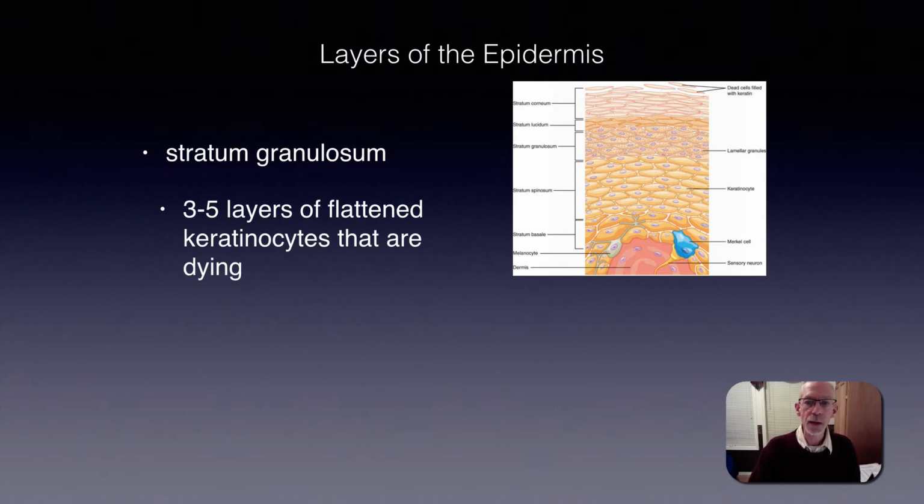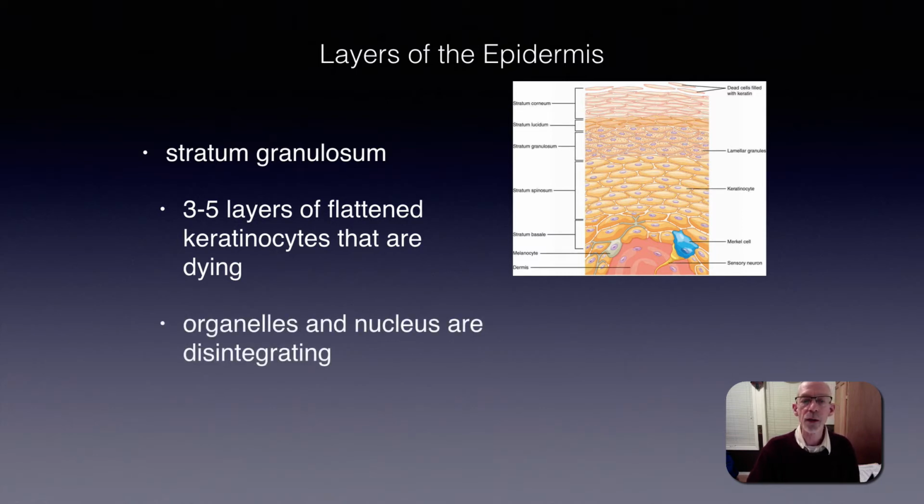So in order to understand this a little bit better, we have to understand that there are no blood vessels in the epidermis. The blood vessels are down in the dermis. And in the dermis, these blood vessels supply oxygen and nutrients to cells. But as the cells of the epidermis are further and further away from the blood vessels, that means that they get less and less oxygen, and therefore they're going to die. So within the cells of the stratum granulosum, the organelles and the nucleus are disintegrating.